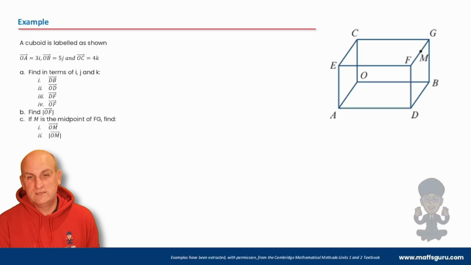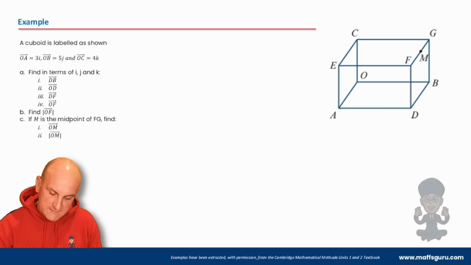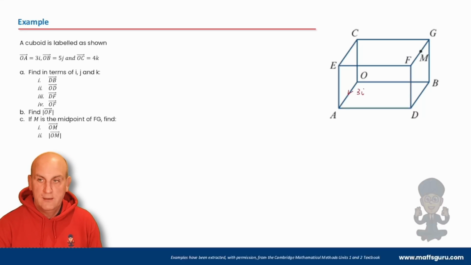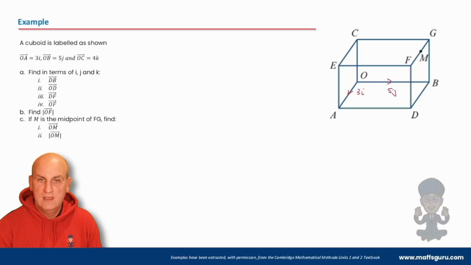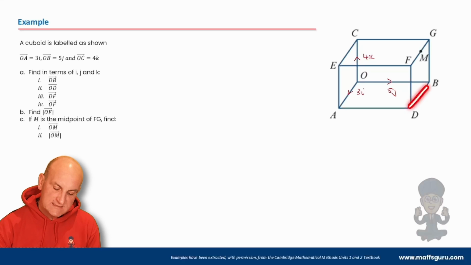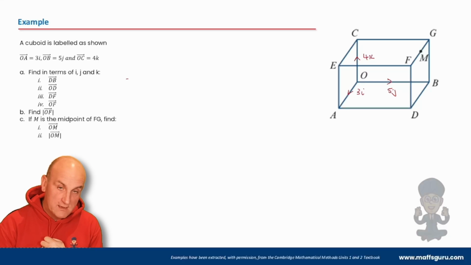More 3D type of questions. A cuboid is labeled as shown. O to A is 3i. Now, whenever I get this, I tend to always put on O to A is 3i, and you notice i comes out of the page. O to B is 5j. And O to C is 4k. Now, the arrows are really, really important because if you don't get those right, you're going to mess up in terms of i, j, and k. D to B is basically the same vector as O to A, but in a different direction. So I'm going to write that that is going to give me minus 3i.